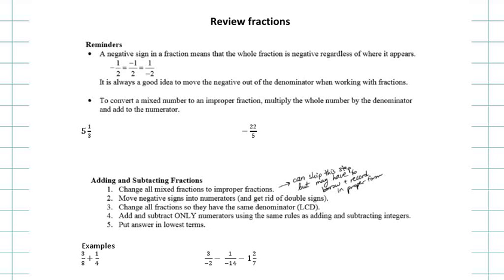Converting. So we have 2 different kinds of fractions. We have mixed fractions, where you have a whole number and a fraction, and we have what we call an improper fraction. Okay? Improper fraction is the one that's easier to deal with. So, how can you convert a mixed fraction to an improper fraction?